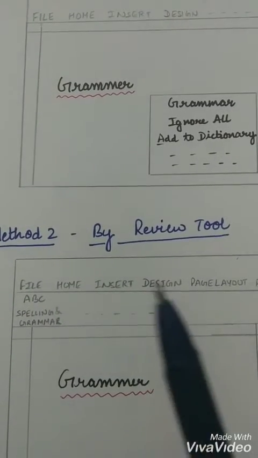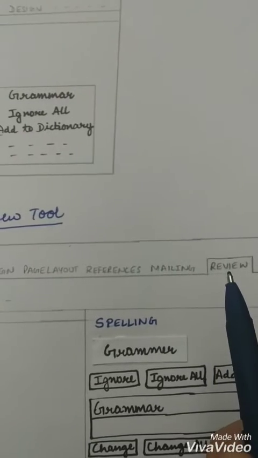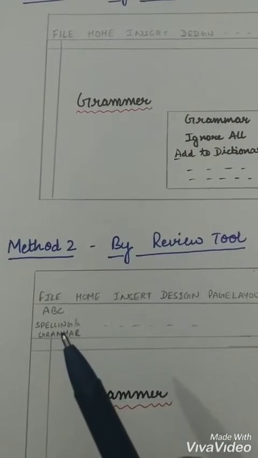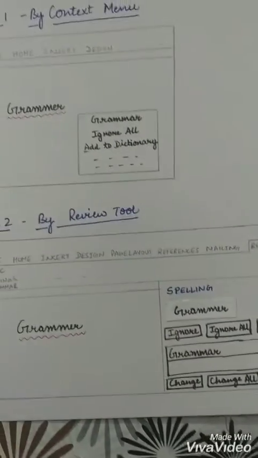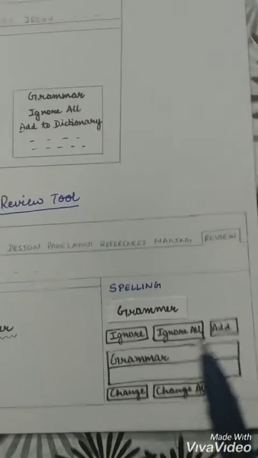And method number two is by review tool. There is a review tab. As you click on this review tab, in the proofing pane, you have to click on spelling and grammar, and a spelling pane will open. The screen will be divided into two columns. It will be opened in the right side of the document.